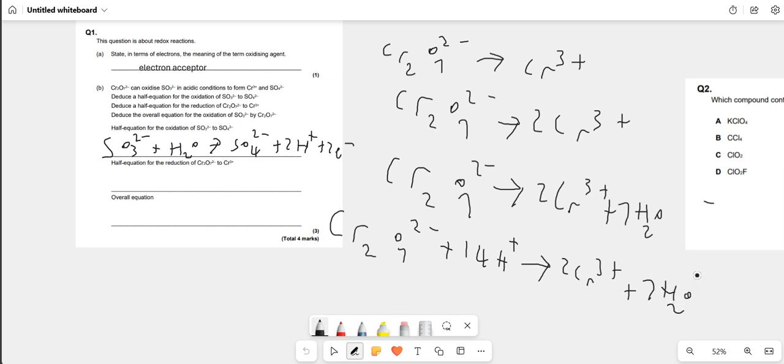Now I need to balance the charges. On the left hand side, I've got 2- and 14+. On the right I've got 3+, twice. So it means I need to bring down the charge. If you get a calculator, you can work out the charge. So 14 minus 2 is 12, and then you obviously have plus.